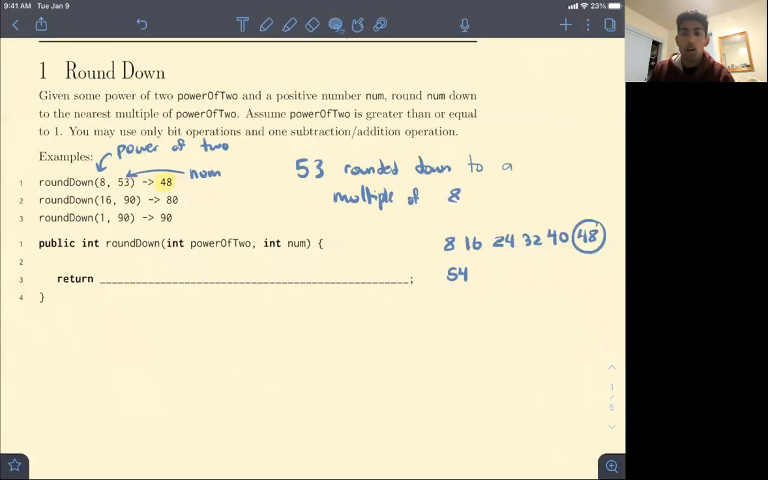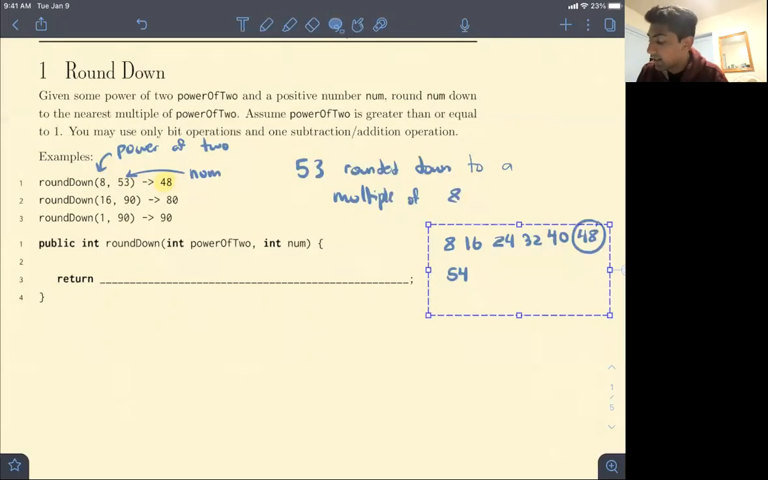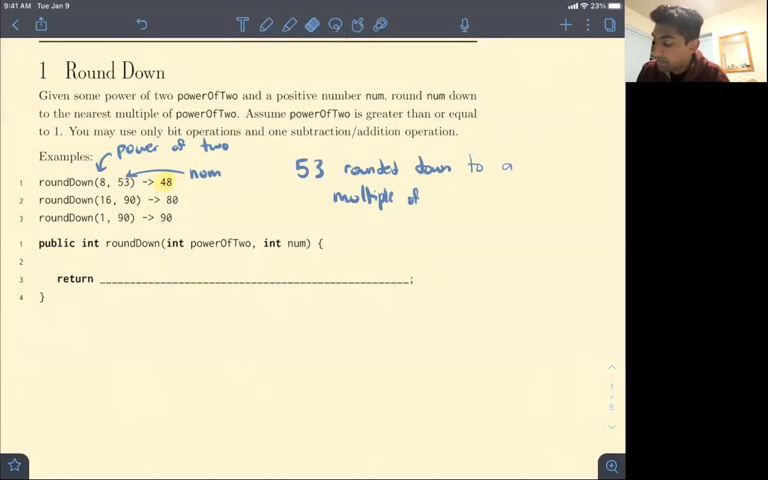So that's why the answer to this one is 48. And maybe let's walk through one more example just so we can see this intuition again. If we're considering this next example, where we have 90 rounded down to a multiple of 16, well, we know that 16 times 5 gives us 80, and 16 times 6 gives us 96. So we can see that 80 is the nearest multiple of 16 that we can round 90 down to, right?